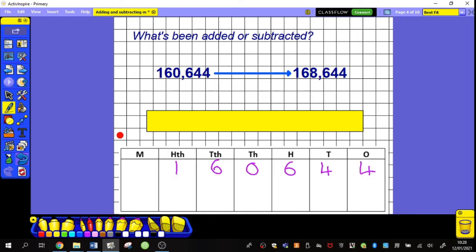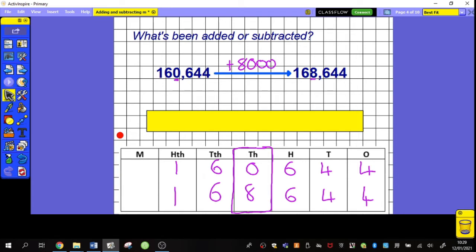Okay. Now what I'm going to do is underneath write the new number, so the answer, as you would say. And I'm now going to identify which column or columns have changed. My thousands is the only one that has changed. It's gone from a 0 to an 8. Now if I was to go from 0 here to 8 here, what would I be doing? Well, I'm in the thousands column, so I would be adding 8,000.